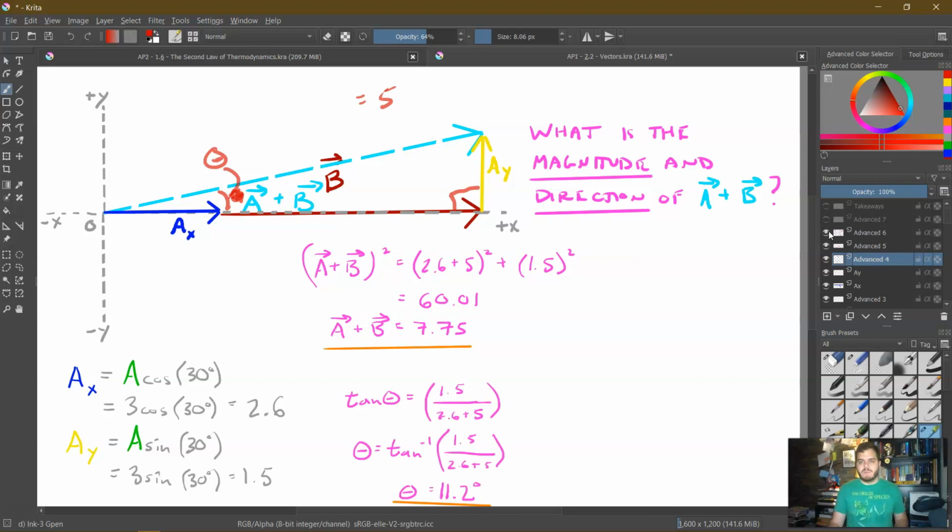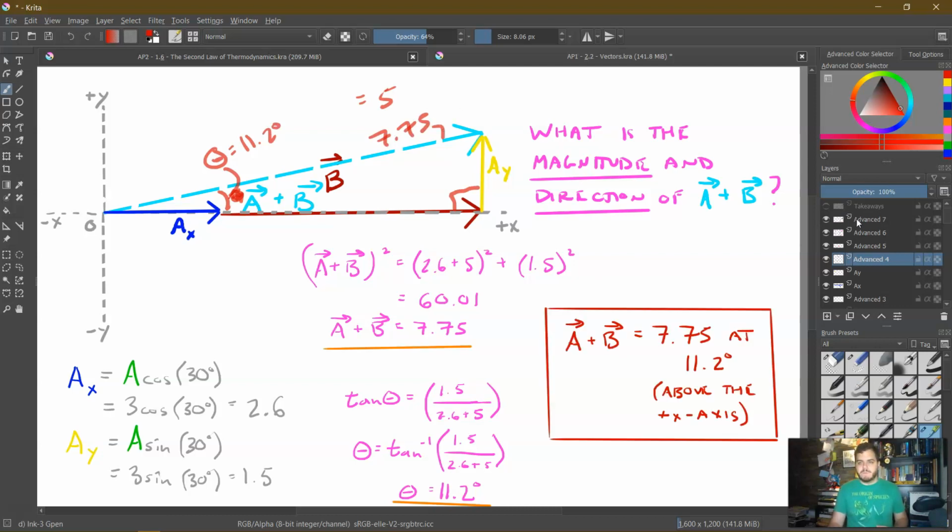And if I want to know the angle or the direction, well, I can just do tangent of theta is 1.5, opposite over adjacent, over 2.6 plus 5. So if I'm solving for theta, that's the same thing as doing tangent to the minus 1 of this. And I get about 11.2 degrees. So this is 11.2 degrees, and this would be about 7.75 right here. So therefore, A plus B has a magnitude of 7.75 at 11.2 degrees.